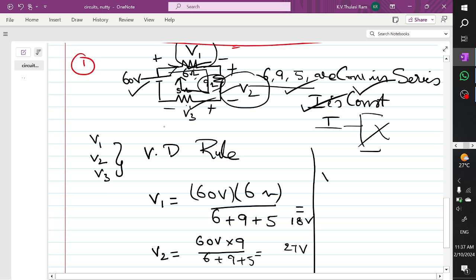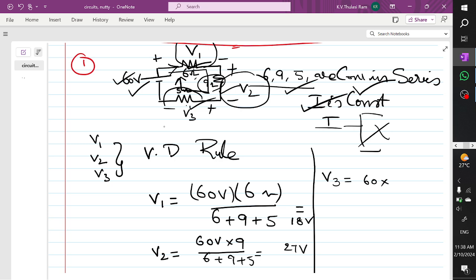Now let's try to find out V3. So V3 is equal to the source value given to us, 60 into, across which resistor do we require V3? The 5 ohm resistor. 60 into 5 divided by 6 plus 9 plus 5. When you perform the multiplication, you are going to get 15 volts.